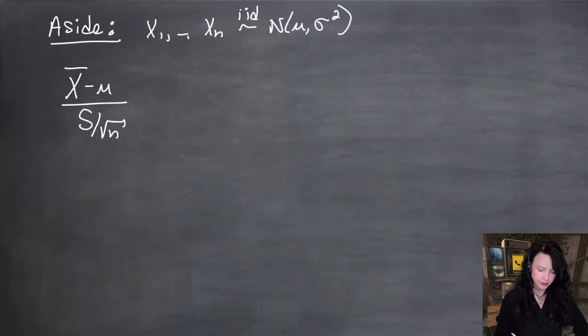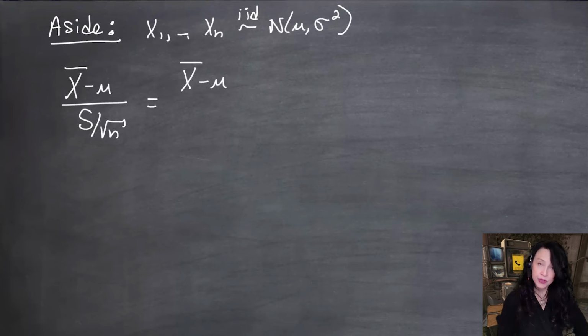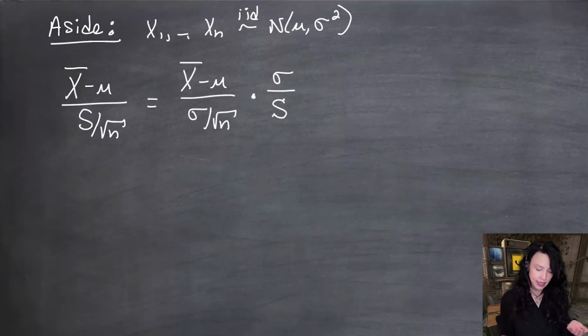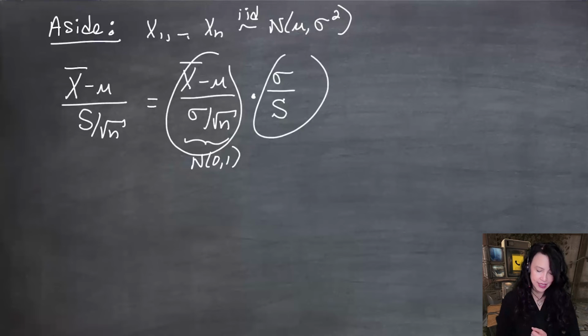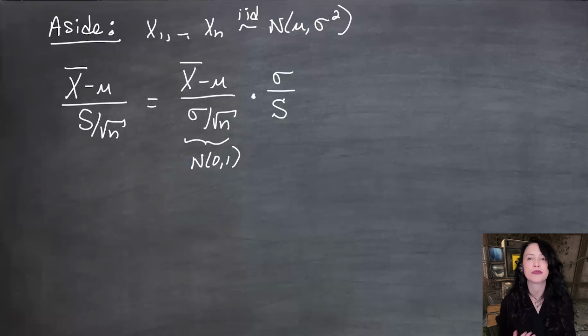So check this out. I can write this as x bar minus mu over sigma over the square root of n. Now that's not equal to the line before, so I'm going to need to compensate by multiplying by a sigma and dividing by an s. That is in fact equal to the line before, and we know the distribution of this is normal 0, 1. What is the distribution of this times this? This is complicated because s is a random variable. So it's not just like I'm multiplying a normal by a constant and I get another normal.